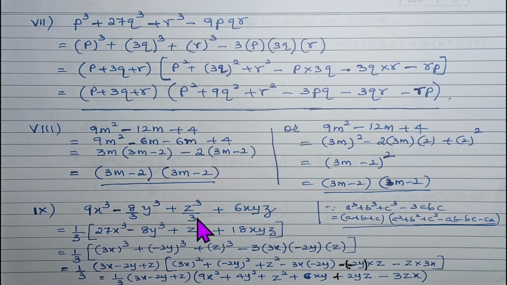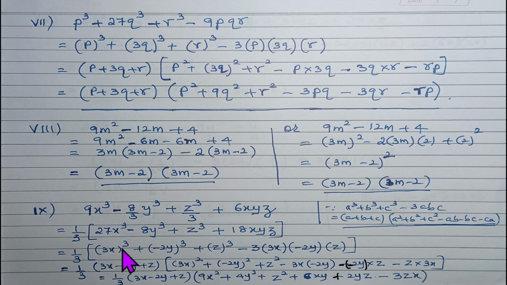Now I can take 1/3 outside. If I take 1/3 outside, then I have to multiply 9 by 3, because when I divide 27 by 3, I get 9 back. So 27x³, and − 8y³ + z³. Then 6 into 3 is 18, so when I divide 18 by 3, I get 6 back, therefore 18xyz. So now we have 27x³ − 8y³ + z³ + 18xyz.